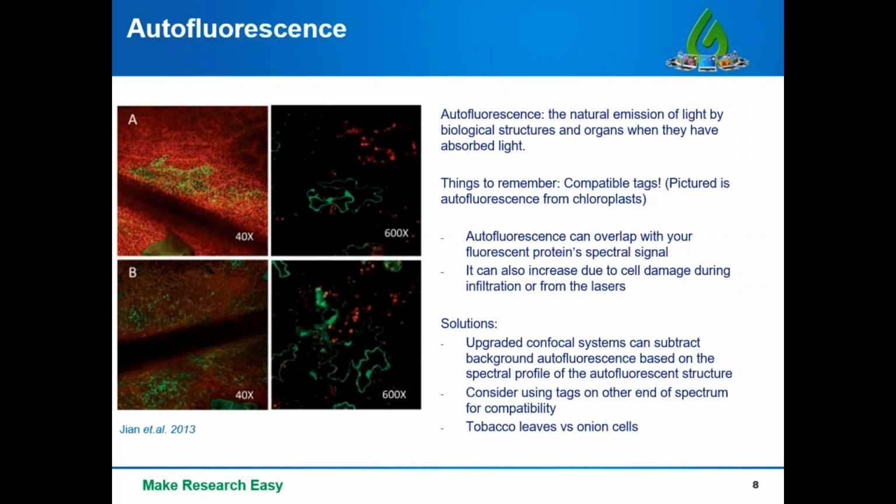So one solution to combat autofluorescence as an issue is that there are actually upgraded confocal systems that can subtract background autofluorescence based on the spectral profile of the autofluorescent structure that you're looking at. In this case, it would be chloroplast. You can set the confocal system to automatically subtract that from the background, leaving only your spectral signal of choice visible.